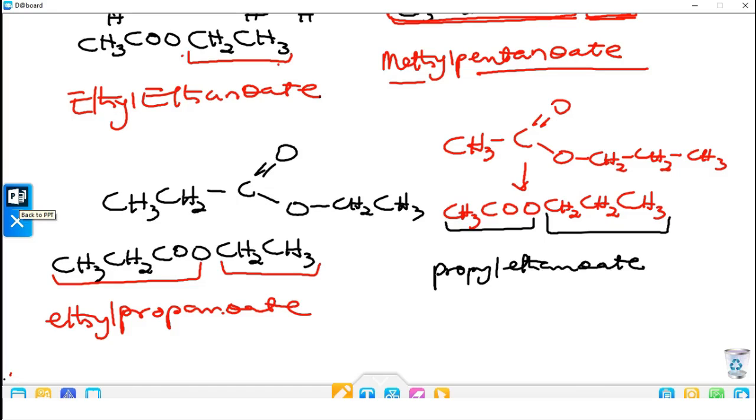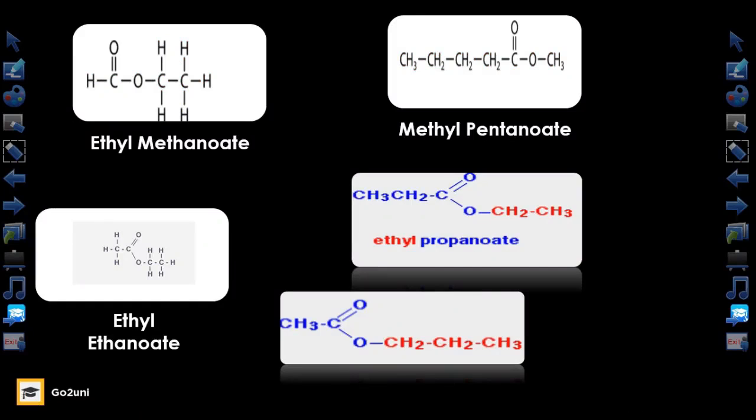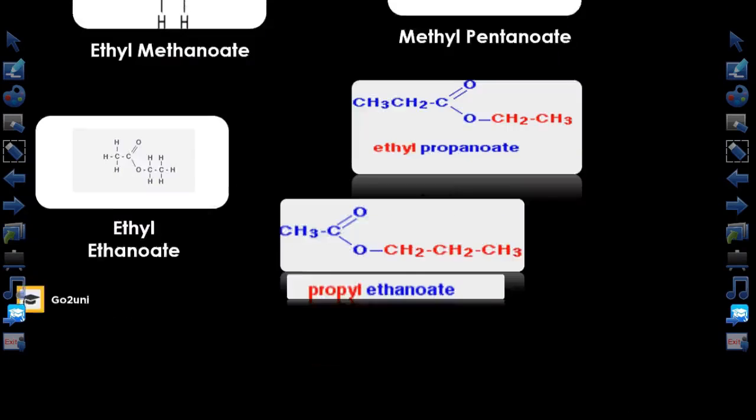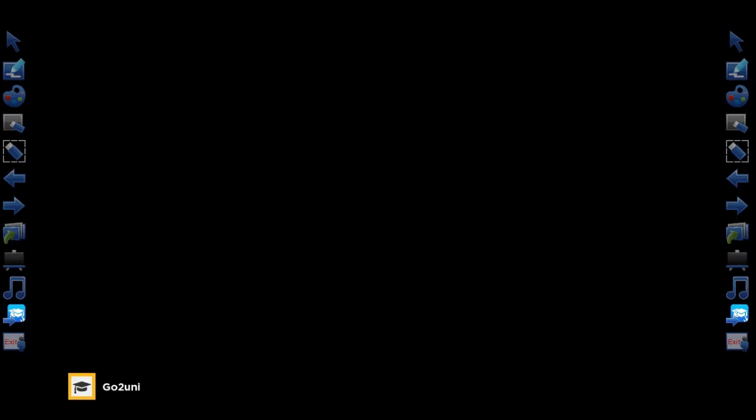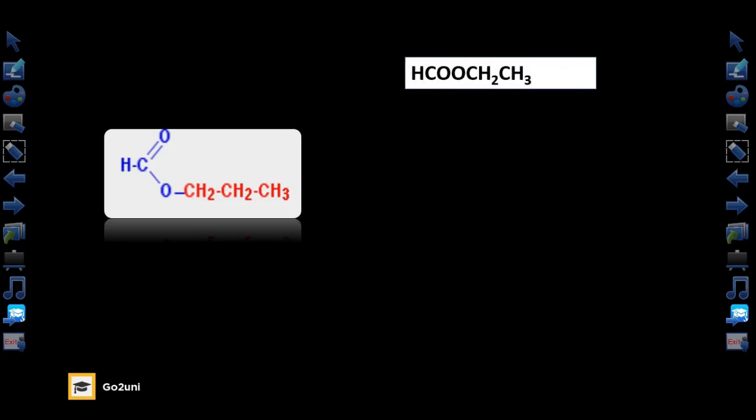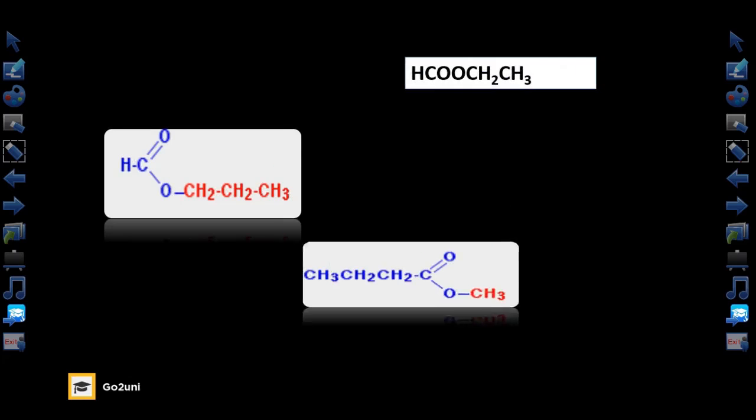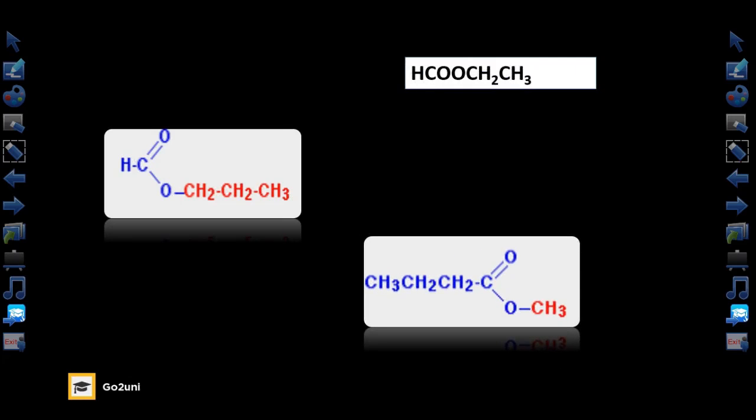So with this, I would like to challenge you students with the following compounds. Now you can go ahead and attempt the names of these following esters, as they will help you to improve in your IUPAC nomenclature.